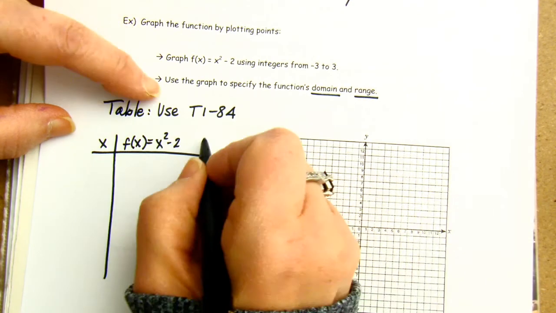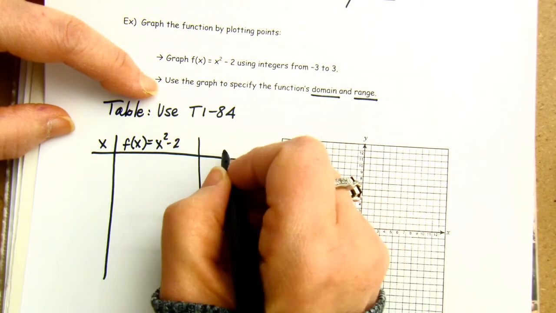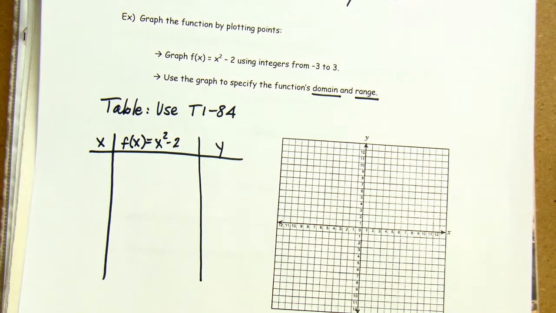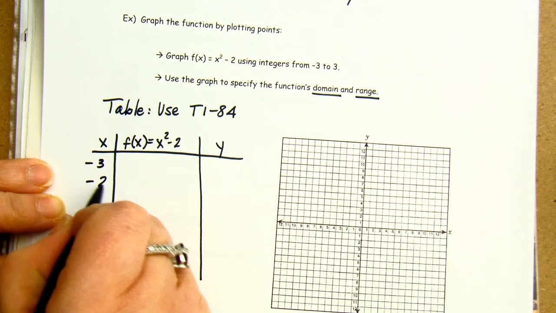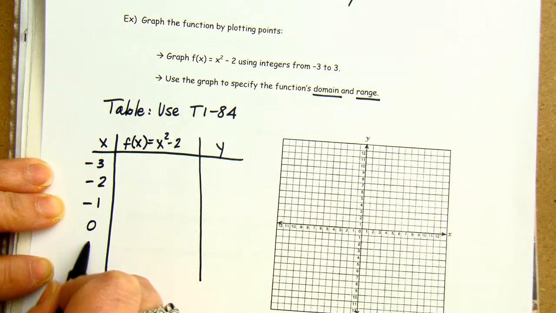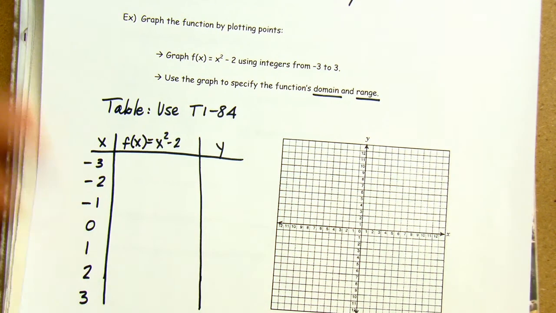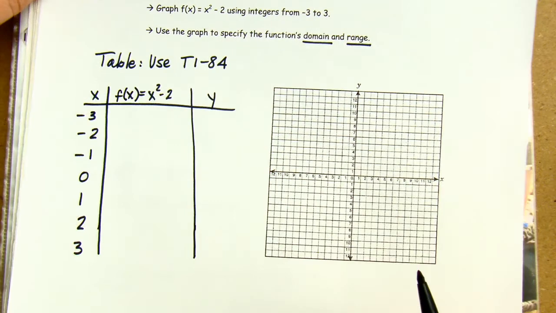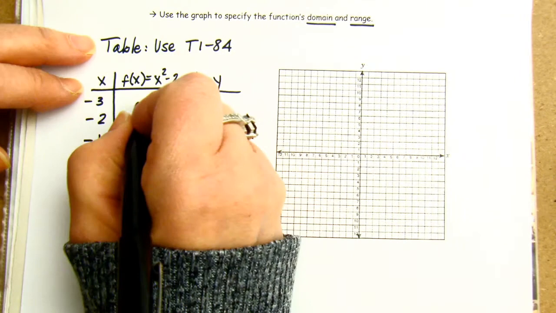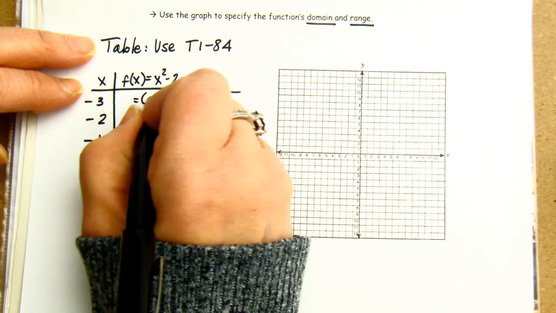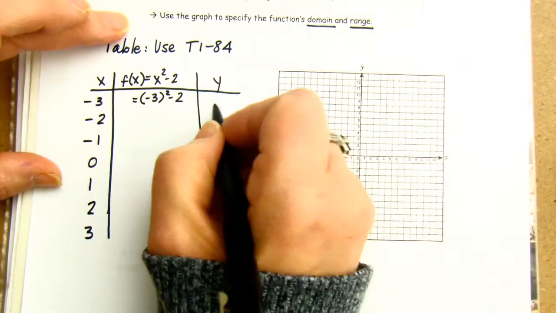If you don't have a TI-84 and you don't have a calculator that's going to do this for you, well, I mean, you can do it by hand. To get your y's, all you do is you're going to substitute in, right? It's telling me to go from -3 to +3: -3, -2, -1, 0, 1, 2, and 3. If you don't have a graphing calculator, just equals parentheses -3 squared subtract 2. This is 9 minus 2, or 7.